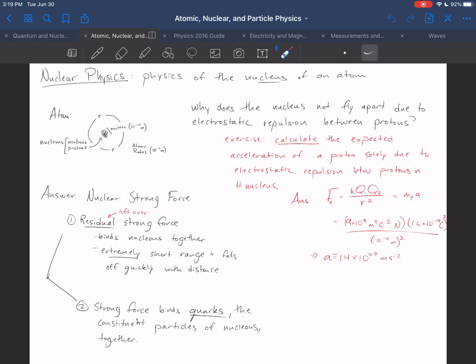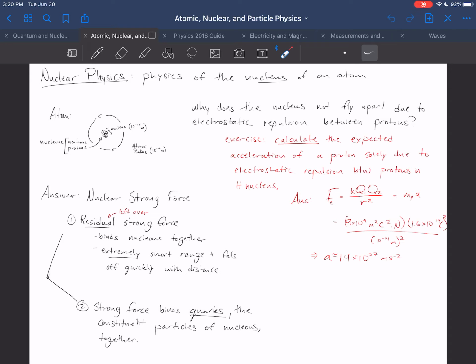In the last video we went through our initial answer, although that's all it was, for why the nucleus does not fly apart due to the electrostatic repulsion between the protons. And the answer was the existence of this nuclear strong force, and in particular the residual strong force, the leftover strong force that dominates the interaction between the quarks, which are the constituent particles of the nucleons themselves, is the answer to this question.